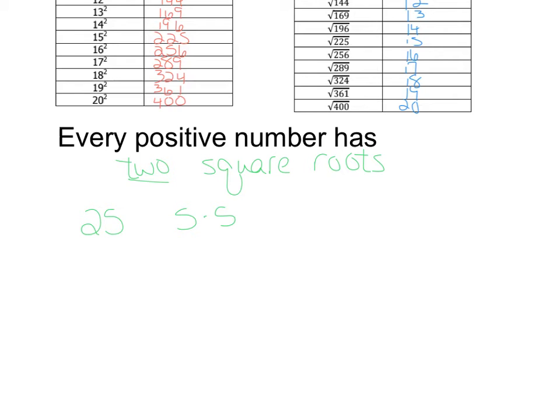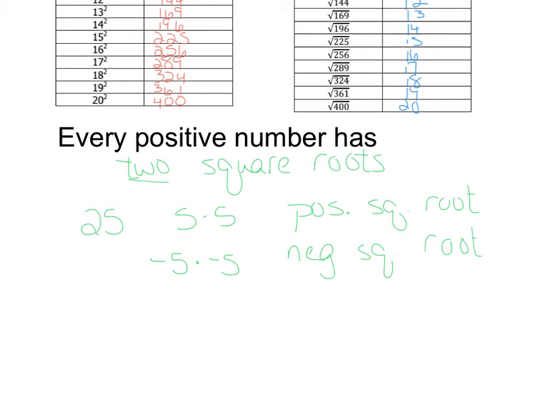Now, what else times itself equals 25? Did you think of it? What about -5 times -5? Does that equal positive 25? That's a number times itself, and they're both negative, so the answer is positive. So every positive number has a positive square root and a negative square root.